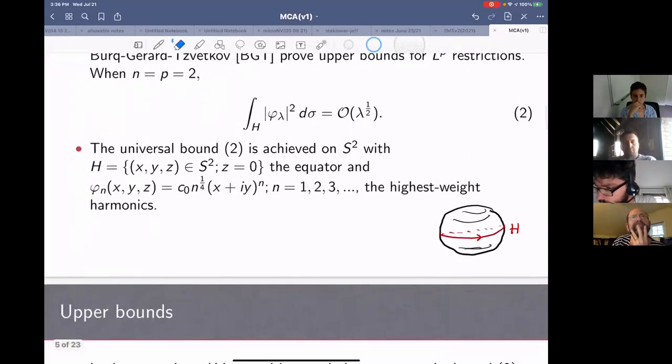So if you take highest weight spherical harmonics, like I've given here, phi sub n, which is some universal constant times n to the 1/4, (x plus i y) to the nth power, then you see that if you take H to be your equatorial geodesic that I pictured here on the bottom of the page, these things concentrate very sharply on H. They decay exponentially off of H. And if you just compute the L2 restriction, you'll see that it in fact saturates the bound in 2. So you can't improve such bounds in general. Note, however, that H is a geodesic. It's a periodic geodesic in this case.